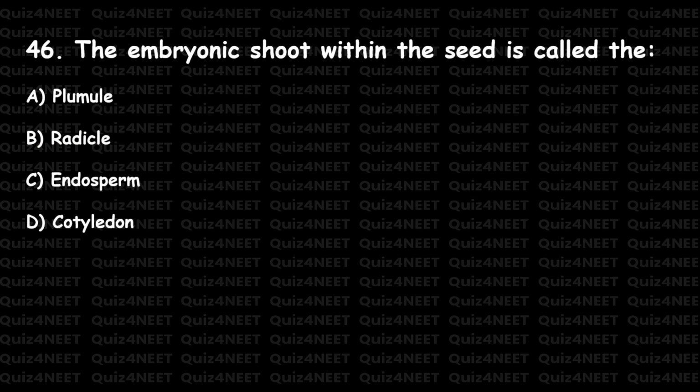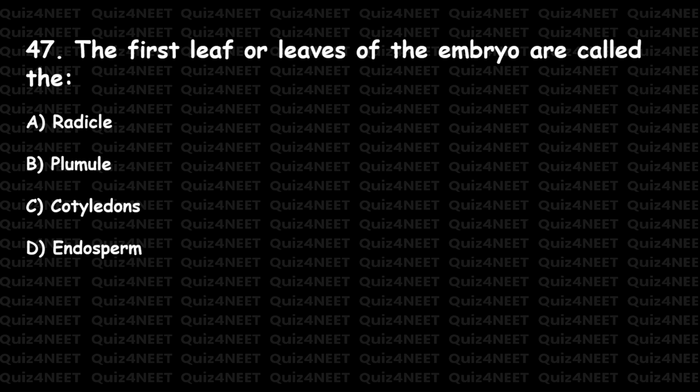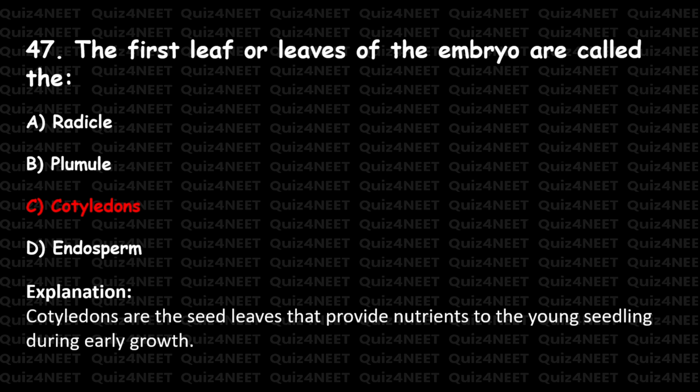46. The embryonic shoot within the seed is called A. Plumule, B. Radicle, C. Endosperm, D. Cotyledon. The plumule is the embryonic shoot that develops into the stem and leaves. 47. The first leaf or leaves of the embryo are called the A. Radicle, B. Plumule, C. Cotyledons, D. Endosperm. Right answer, C. Cotyledons. Explanation: cotyledons are the seed leaves that provide nutrients to the young seedling during early growth.